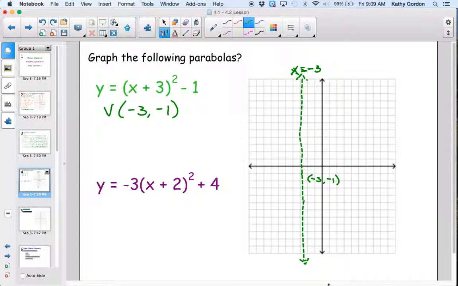What about y-intercept on this one? Is it as easy to find as it was on the standard form? No, not quite that easy. But can you still find it? Yeah, you still have to work, you just have to work it out. So if I put 0 in for x, that's going to give me 3 squared, which is 9, and then subtract 1 and I get 8. So 1, 2, 3, 4, 5, 6, 7, 8, right there.